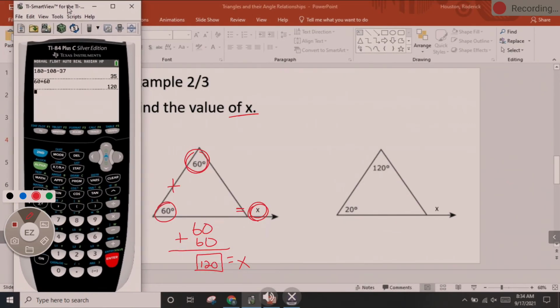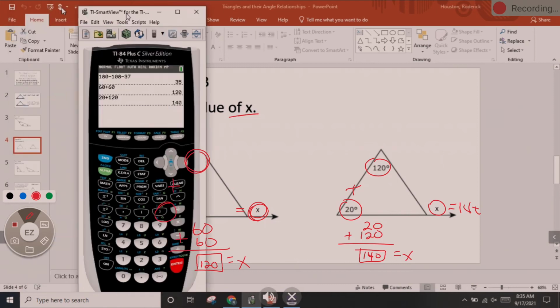Okay, put my calculator over here so we can see the second example. Once again, we're finding X. So we know that this one plus this one will give us X. So 20 plus 120, whatever we get is equal to X. 20 plus 120 gives us 140. So we know that X is equal to 140.